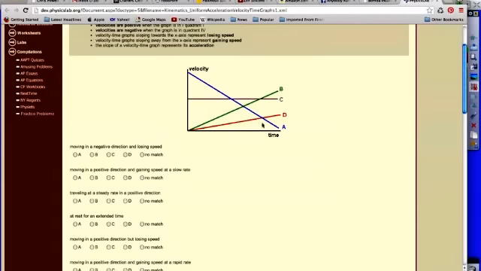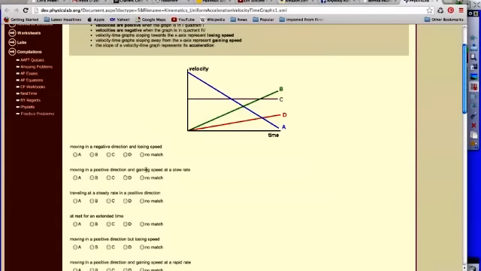So A is bothering you because it's got a negative slope. That just means it's slowing down, moving in a positive direction, negative acceleration, slowing down, going from a high velocity to close to a 0 velocity. So there's no match. There's nothing that's moving in a negative direction and losing speed. There's nothing moving in a negative direction on the graph.